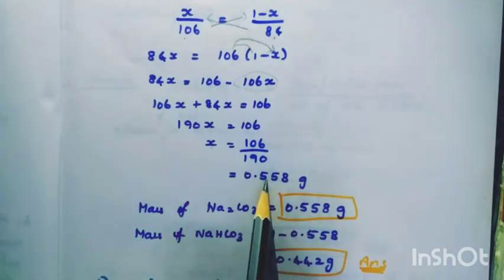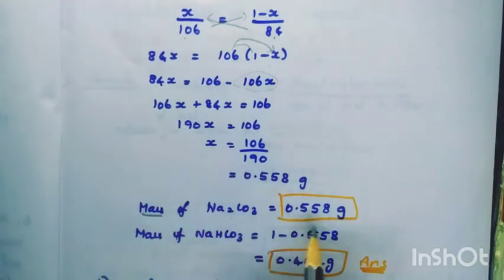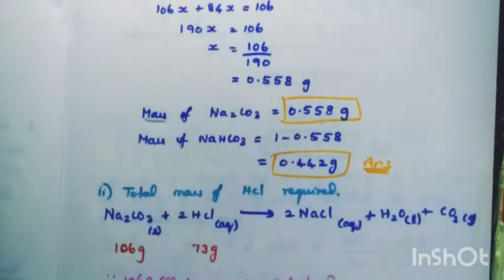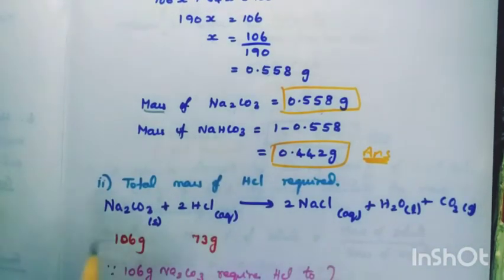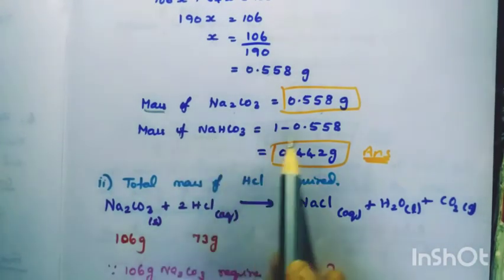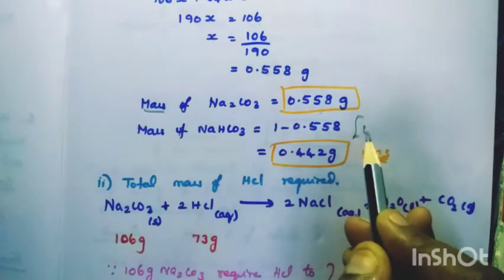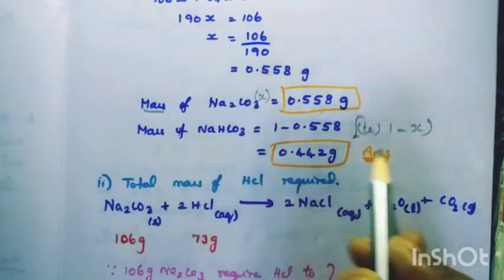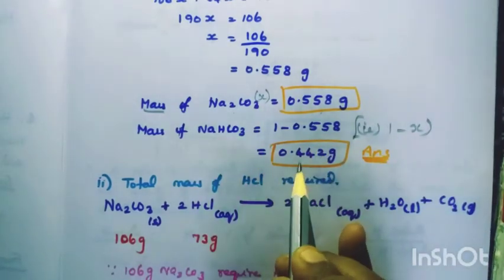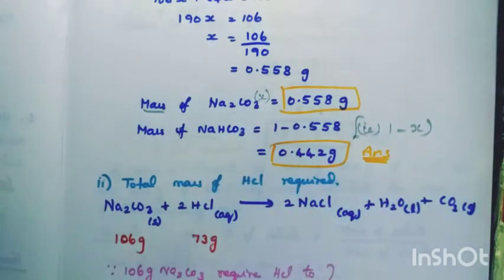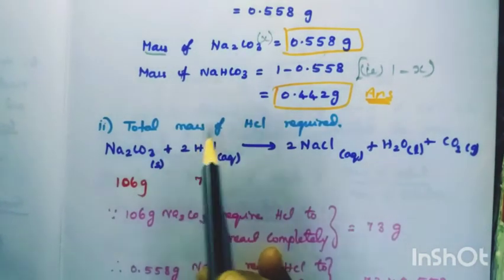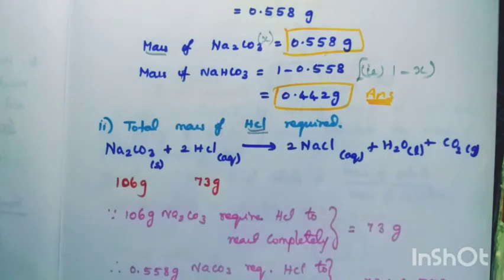So x, what is x? It is the mass of sodium carbonate. We found the mass of sodium carbonate. From this we can easily calculate the mass of sodium bicarbonate. So mass of sodium bicarbonate is 1 minus x. If this is x, then 1 minus x is equal to 0.442 gram. Now what is our question? How much HCl is required?